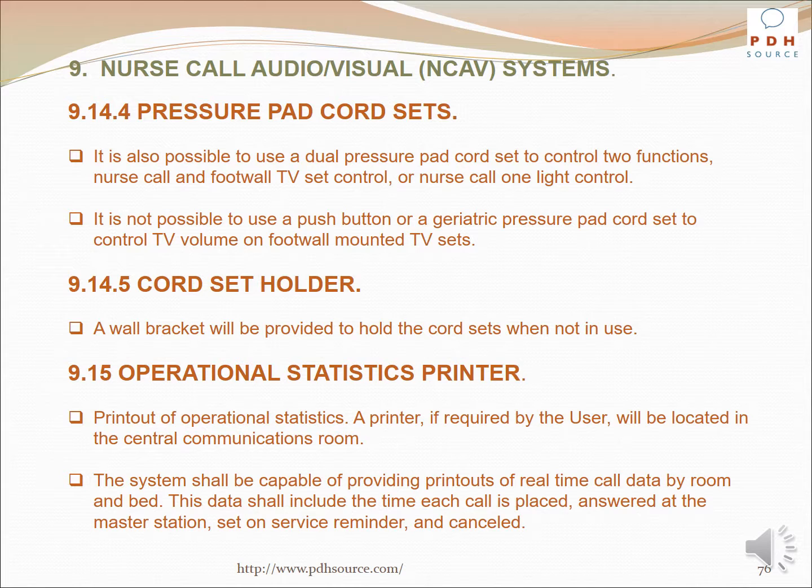The operational statistics printer will print out operational statistics. A printer, if required by the user, will be located in the central communications room. The system shall be capable of providing printouts of real-time call data by room and bed. This data shall include the time each call is placed, answered at the master station, set on service reminder, and canceled.